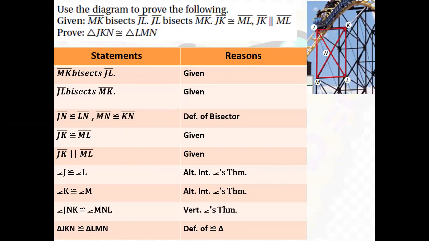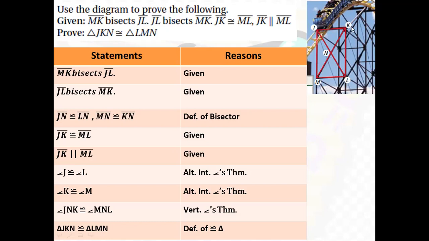The information they have given you is MK bisects JL. So first write that down, MK bisects JL, because that's already given. Also this means the same, JL bisects MK. So you can give that as your second statement, that is also given. Now, what happened because of this bisect? When MK has been bisected by JL, there is a point where both of them meet. That point is named N.